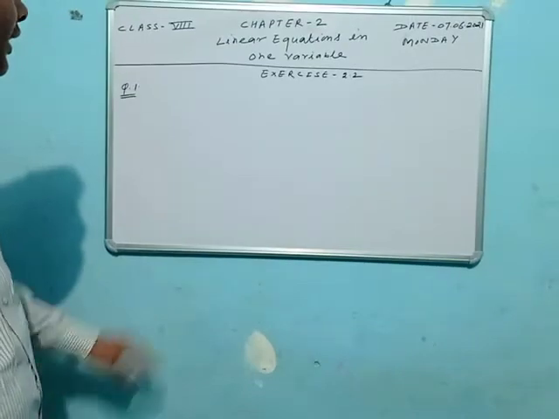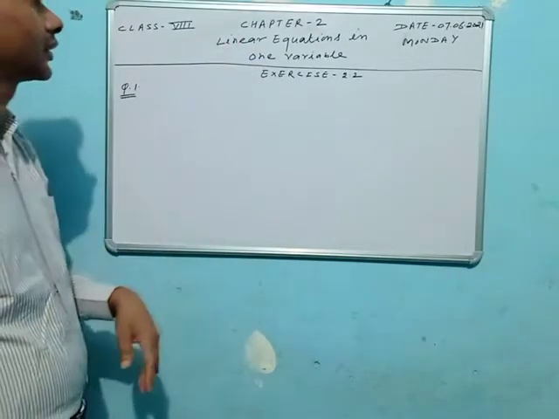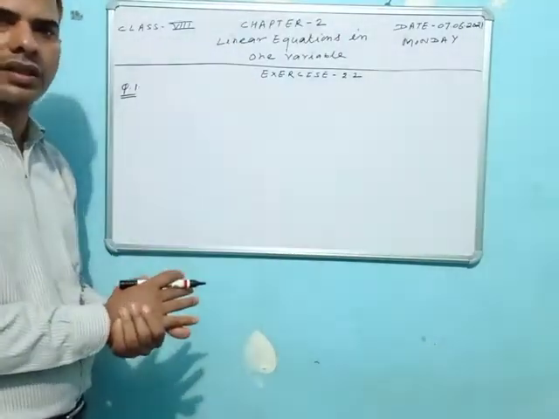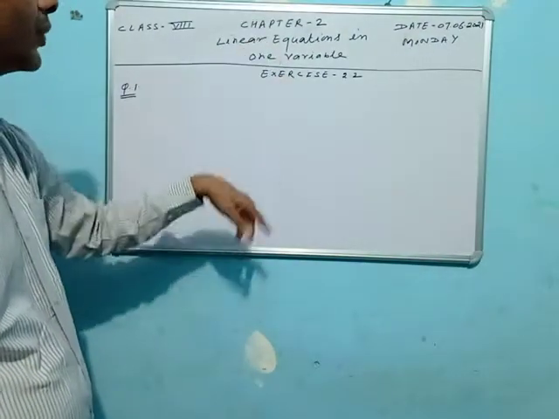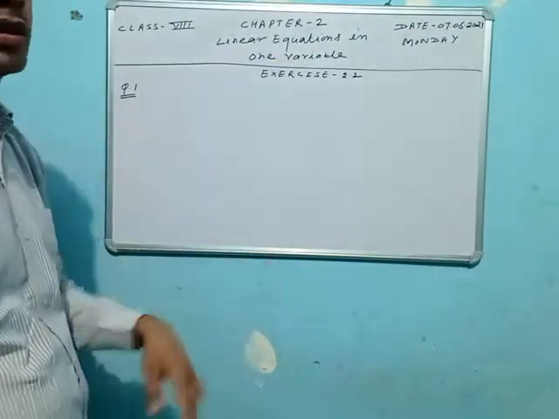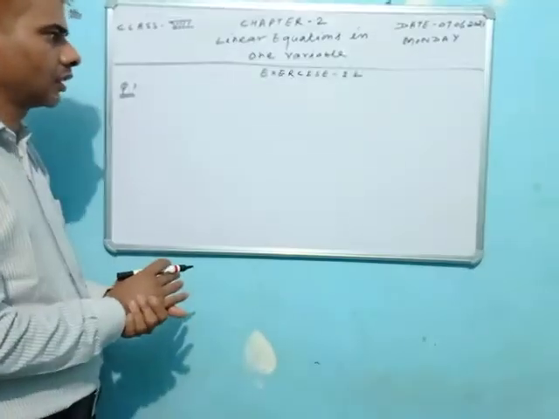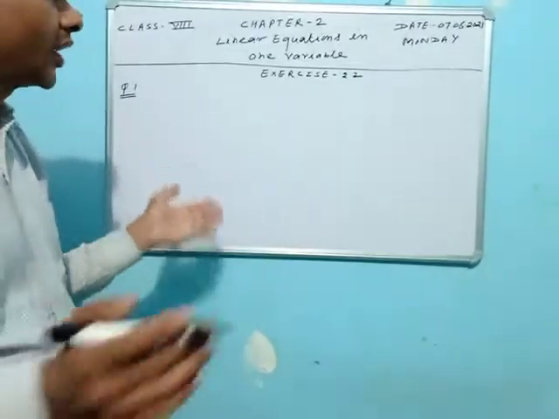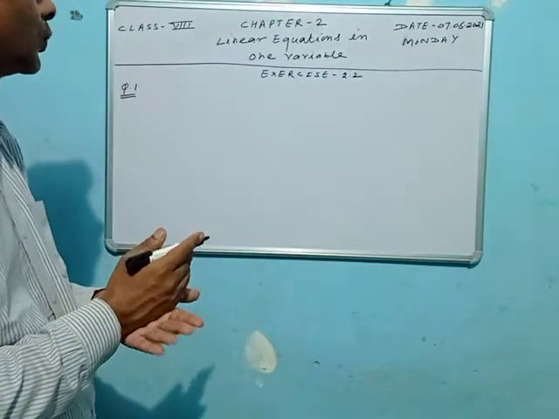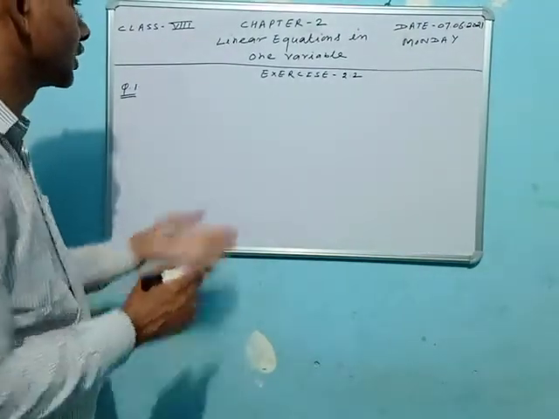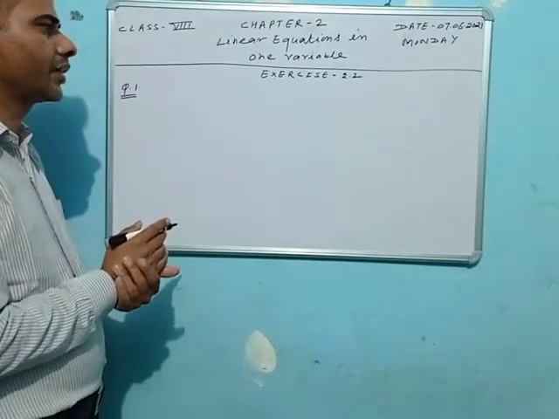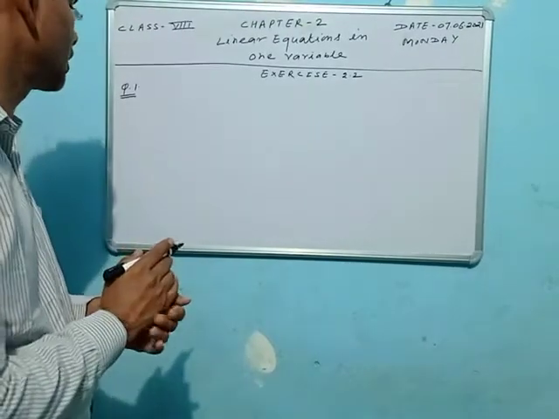Students, class 8 students, now we will start exercise 2.2, chapter number 2, linear equations in one variable. As you know, we have finished exercise 2.1. From today, we will start exercise 2.2, question number 1.